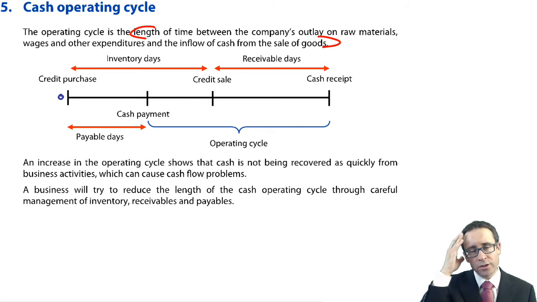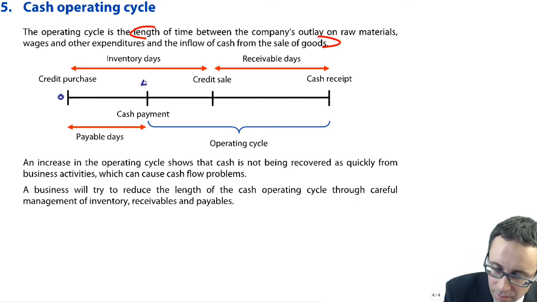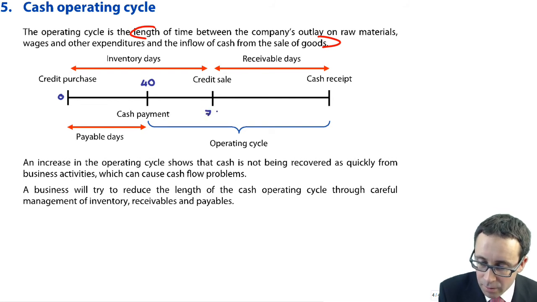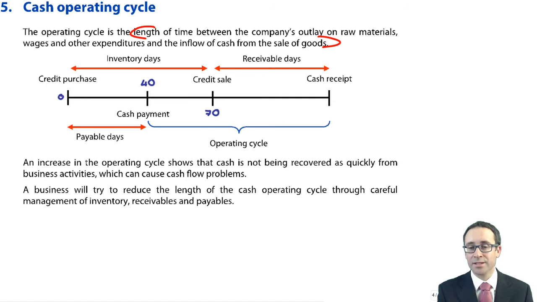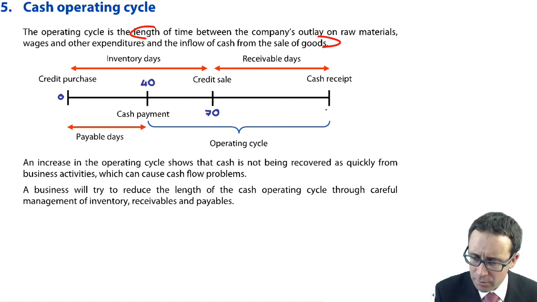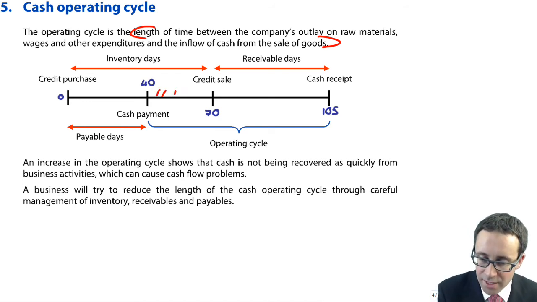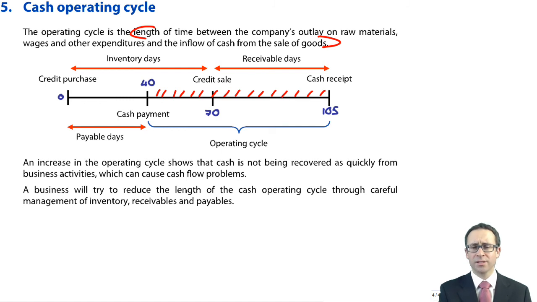Then what happens is you've got your inventory, you make the sale on inventory after so many days. So let's just say that you made the cash payment on 40 days. The credit sale was there after 70 days? And then the receivable days was there, shall we say, after 105 from today. So what you've got there essentially is the period of time between the outlay on the raw materials and the cash receipt. This here essentially is your cash operating cycle, isn't it?